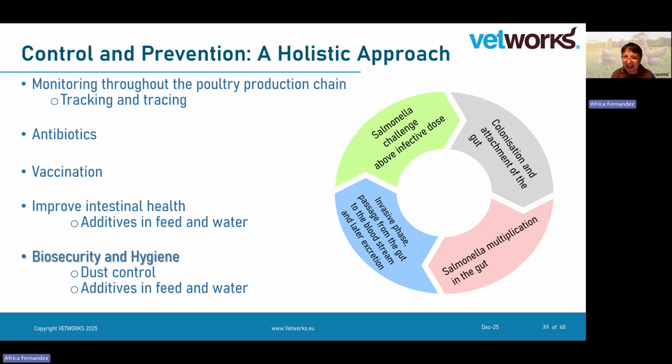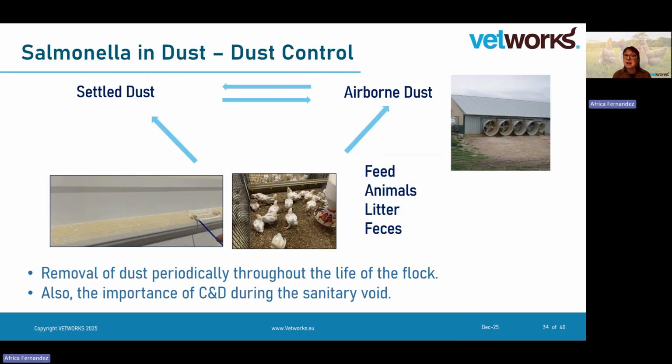So, last but not least, biosecurity and hygiene control. Dust, for me, is a major carrier of Salmonella, because dust could travel a relatively long distance, and Salmonella could be carried by dust. So, for example, dust is a very good sample as part of a monitoring program because of this reason.